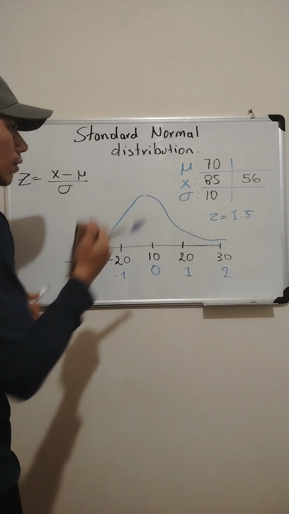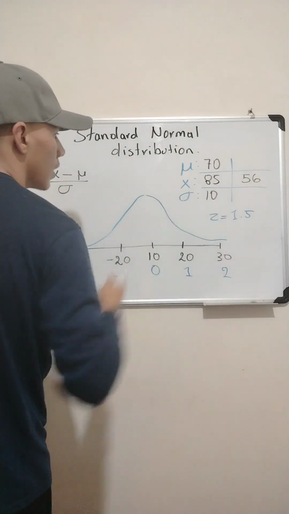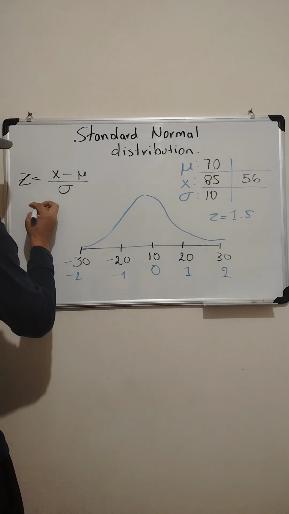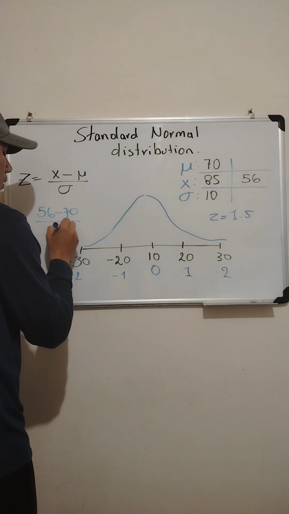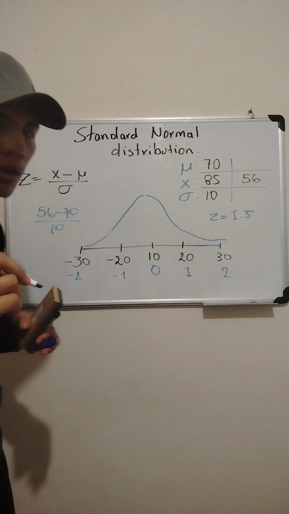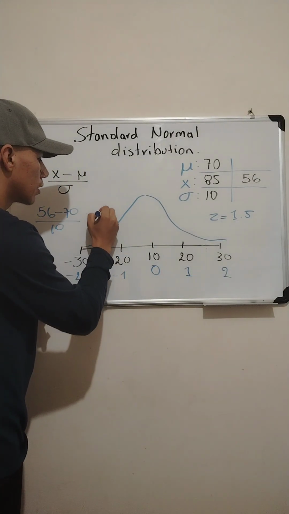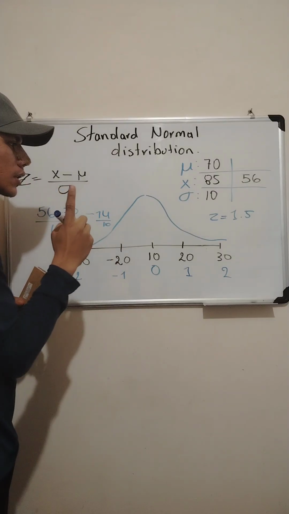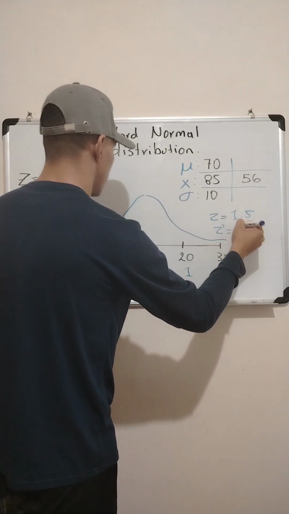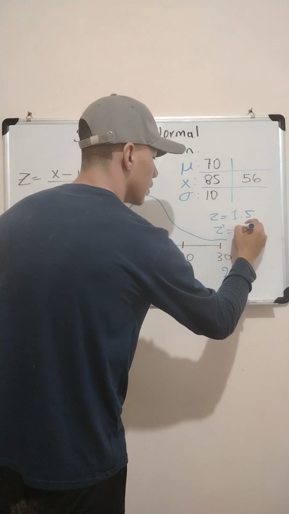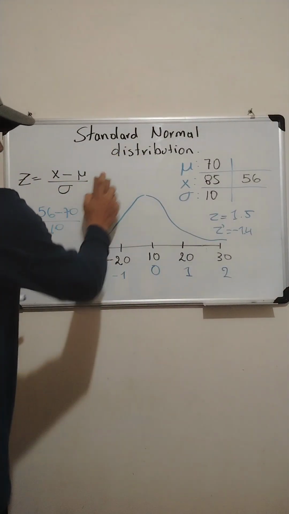Now we will find out the second one. In the second one, we have x will be 56 minus 70 over 10. 56 minus 70 will be minus 14 over 10, which gives us z prime equals minus 1.4. So we have the results.